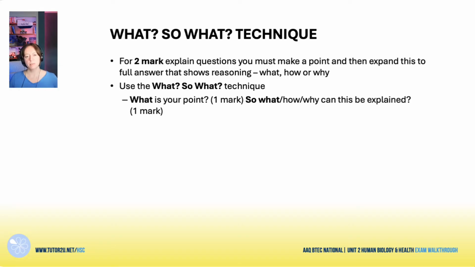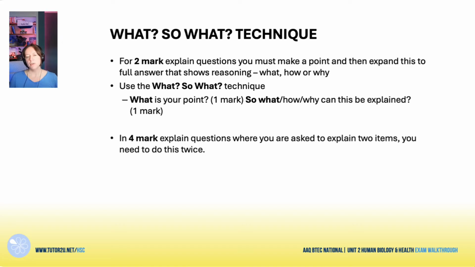That gets you the 1st mark. And then you need to expand that with a so what or how or why that this can be explained for your 2nd mark. If you've got a 4-mark explain question where you're asked to explain 2 items, so for example, explain the role of the liver and the pancreas in blood glucose regulation, you need to do that process twice. So you do what, so what on the 1st item you're explaining, and then what, so what on the 2nd item you're explaining.